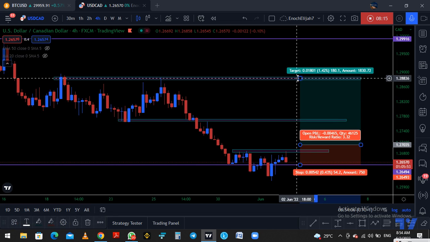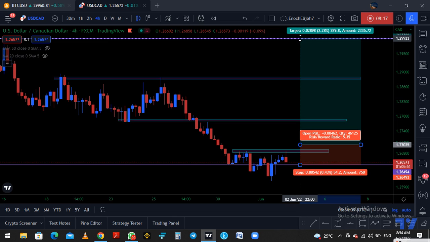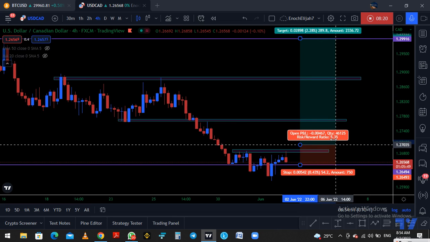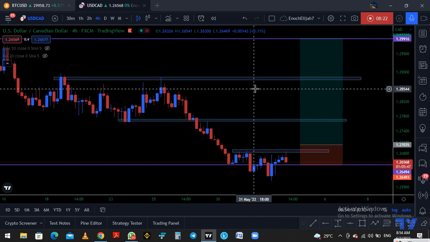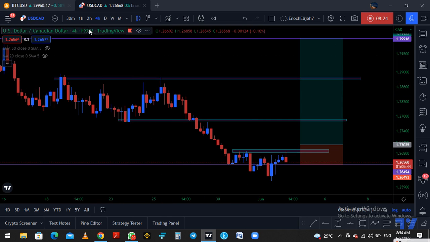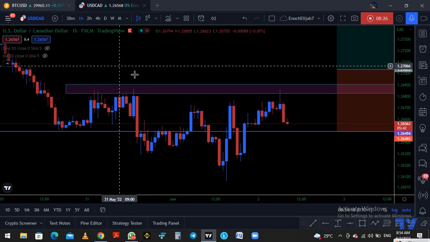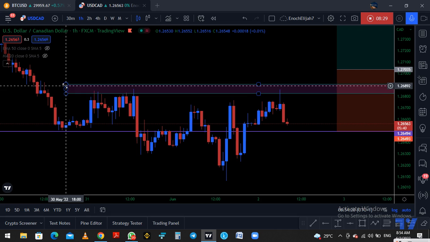So that is in agreement with market structure, which is the right location. So you want to buy at the right location with the right event. So that's how to take your trade. So be quality based on your trade.